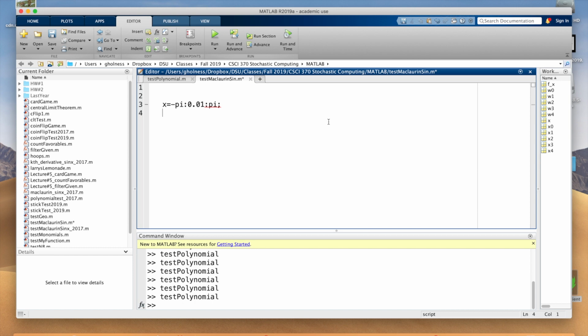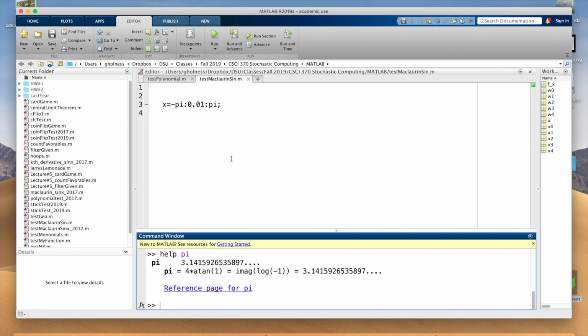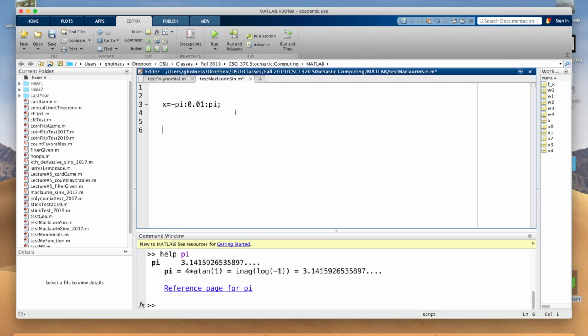I think that's how you say pi. Let me make sure. Help pi. Yep, that is pi. Okay, easy as pi. All right. So now we're going to create a plot. Y equals sine of our x variable, right? So then we're going to plot all of this.